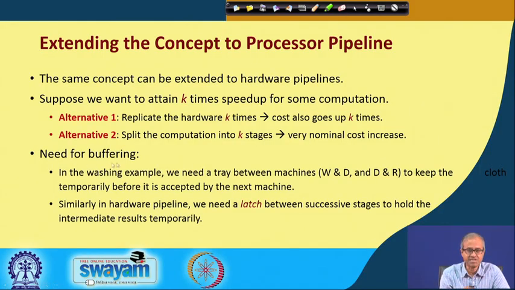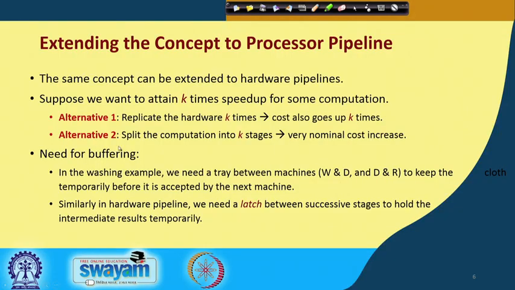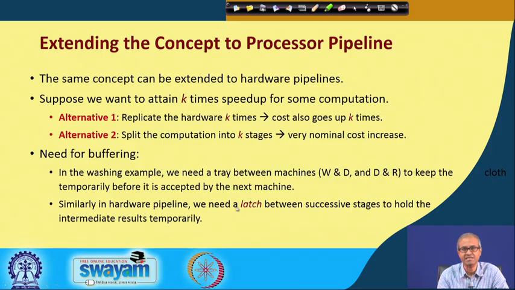But in order to do this, you need some buffering. Actually, if you think of the earlier example of clothing, when the first cloth's washing is finished, you want to give it for drying. So, you must keep it somewhere in between, so that you can accept the next cloth for washing. So, there must be a buffer or a tray between the machines. These are called buffering requirements. So, for an instruction pipeline also we need some registers or latches in between the stages, which will be temporarily storing the data, the result of the previous stage, which will be used by the next stage for processing.